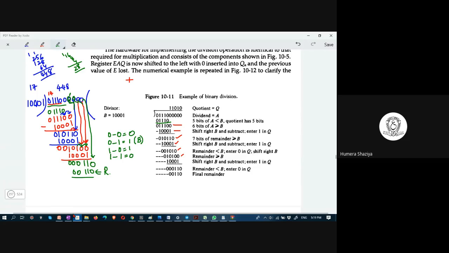Oh, why I forgot about the quotient totally. So we have to put quotients also. Let us do it again, so that everyone understands, and also we will get the quotient value from here.